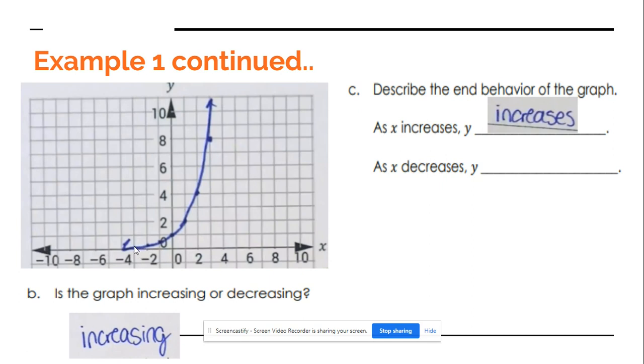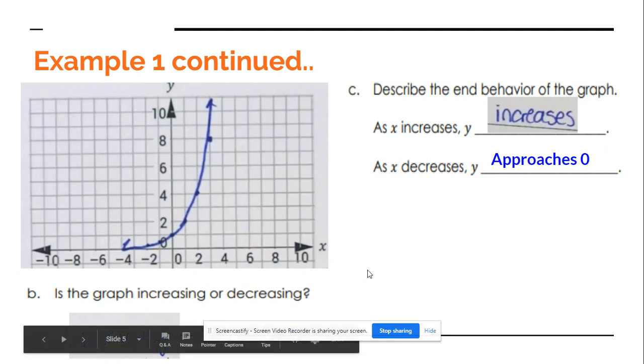And it's going to get really, really close to the x-axis, so much so that it almost looks like it's touching it. But in actuality, it's not going to touch it. It is going to do what we call approach 0. It's going to be super duper close to that x-axis, but it's not actually going to touch it. It's going to approach 0. And that's the end behavior of the graph. So we're looking for the arrows on either end, and we're going to describe it as, is it increasing or decreasing, the y values, or are they approaching 0?